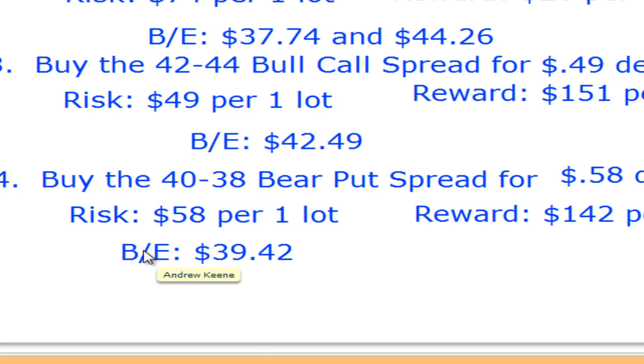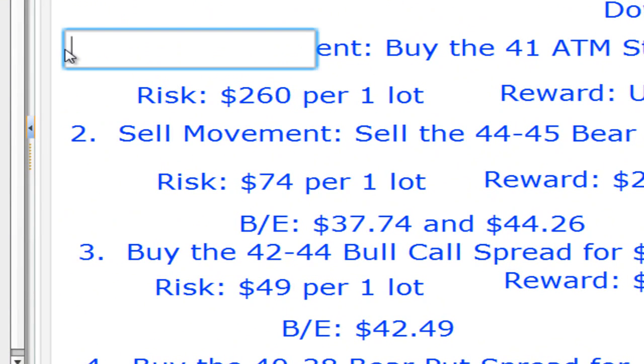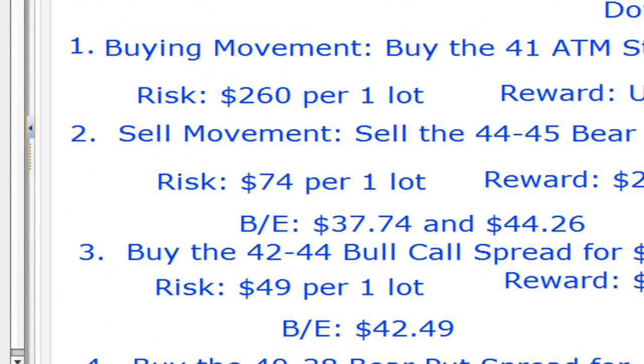So these are 4 ways to play Adobe for earnings: bullish, bearish, buying movement, and selling movement. 4 ways to play movement on earnings: bullish, bearish, buying movement, and selling movement. Does anybody have any questions about this trade?